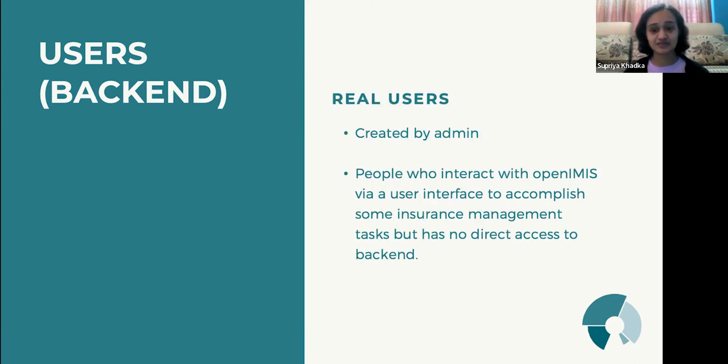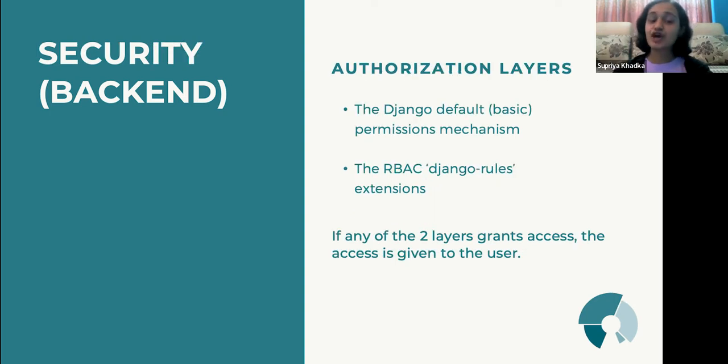Then we have the real users, people like us, people who interact with openIMIS by a user interface to accomplish some insurance management task, but they do not have direct access to the backend. Those real users are created by the admin. For security in the backend, we have two authorization layers: the layer of Django default permission mechanism, and then the RBAC Django rule extension. If any of the two layers grant access, the access is given to the user.